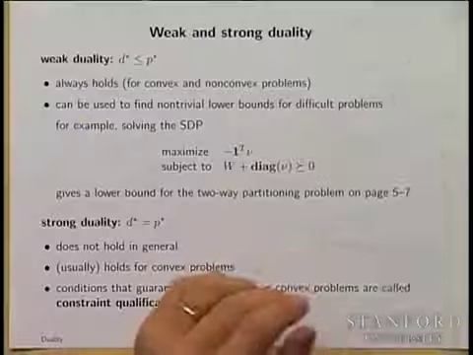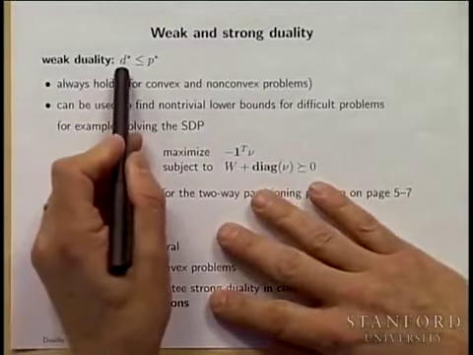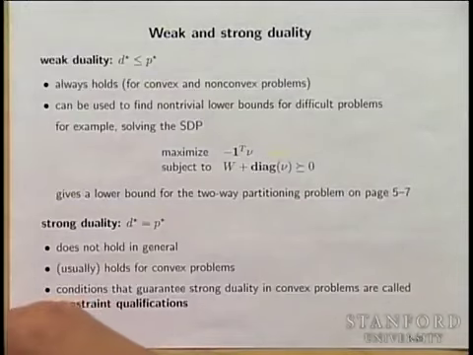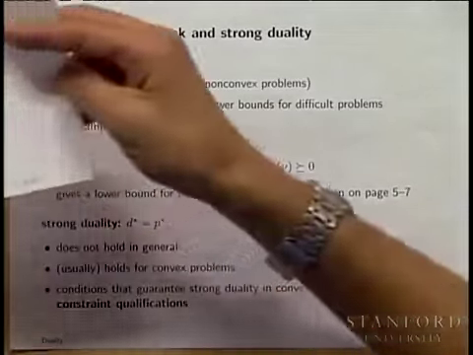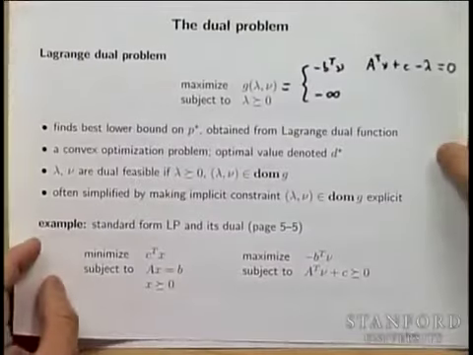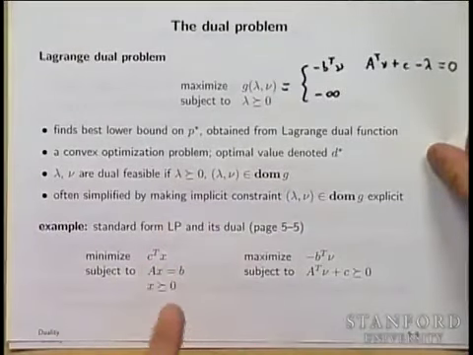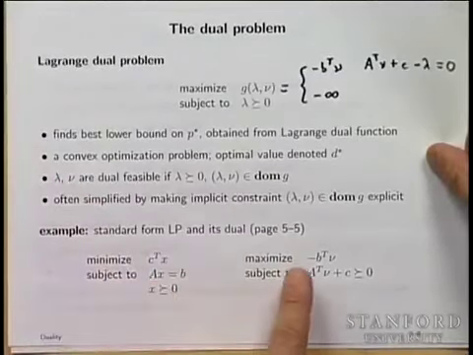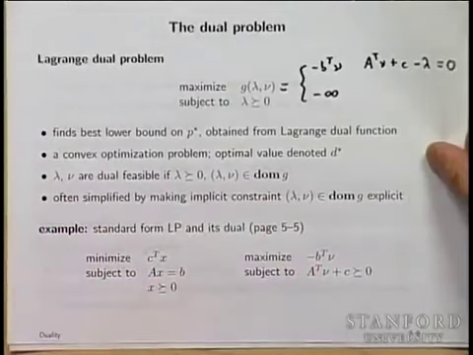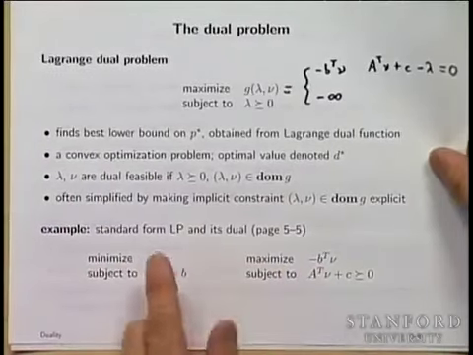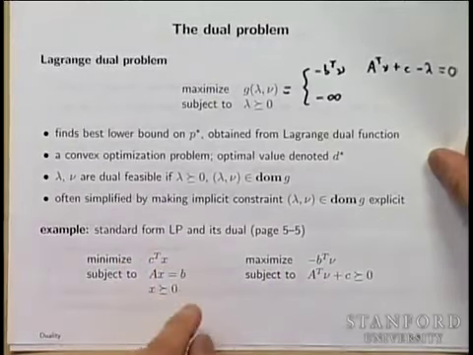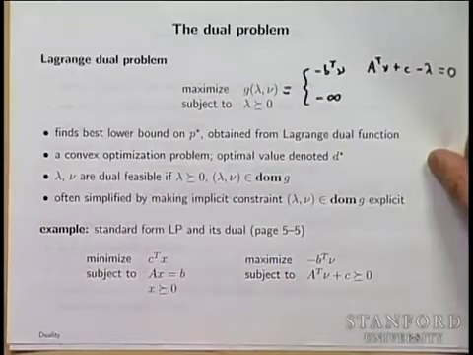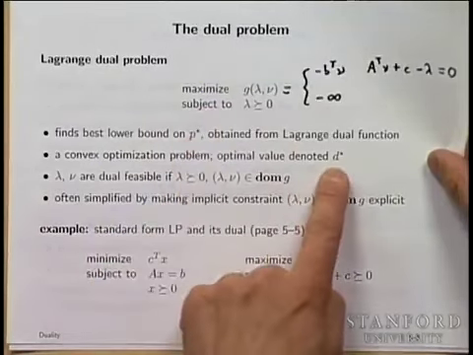So now we get to the idea of weak and strong duality. Weak duality says that D star is less than P star. Now here, let me say how this works. In this context, the original problem is called the primal problem, and the Lagrange dual is then called the dual problem. Okay, so that's the primal and the dual, and we've already assigned the symbol P star to mean the optimal value here. We're going to let D star be the optimal value of the dual problem.